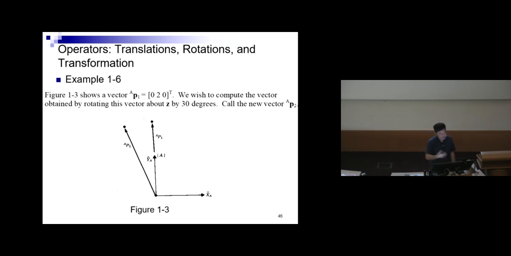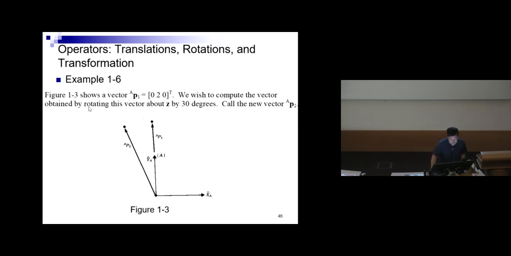We'll go through this via an example. Figure 1-3 has a vector AP1, which is 0, 2, 0. We refer to this particular point as point P1. The A means you refer to frame A. So X is equal to 0, Y is equal to 2, and Z is equal to 0. It is 0, 2, 0 transpose, because we usually write a point as a column vector, which is why you have a transpose over here.